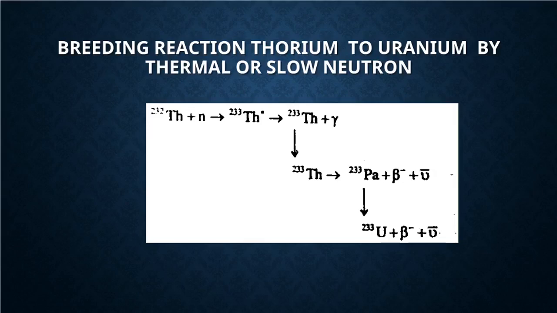Later, thorium-233 undergoes beta-negative decay to form protactinium-233, which again undergoes beta-negative decay to form uranium-233. Here also more fissile material is created than consumed.